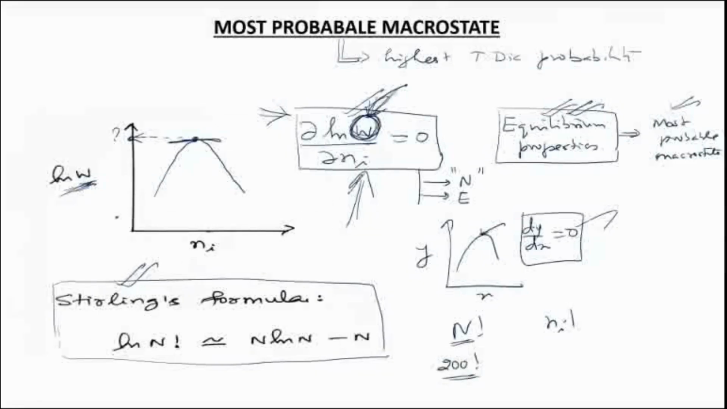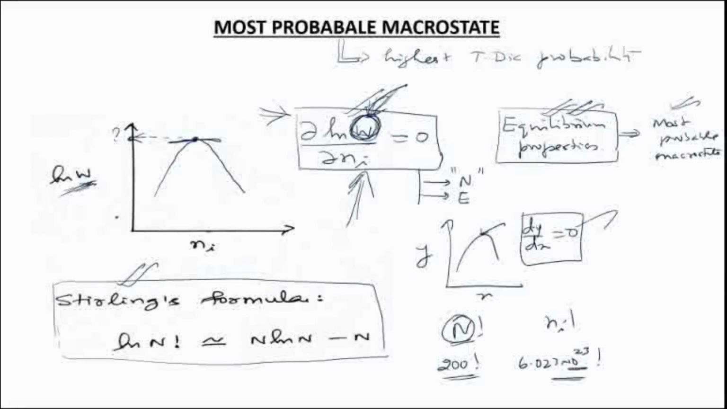Our calculator cannot find 200 factorial; it will show a syntax error. Suppose you have Avogadro number, 6.023 times 10 power 23, factorial. How to determine that? We cannot determine this using calculators. Then what do we have to do?